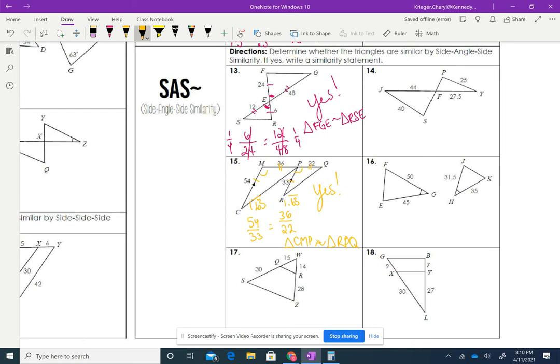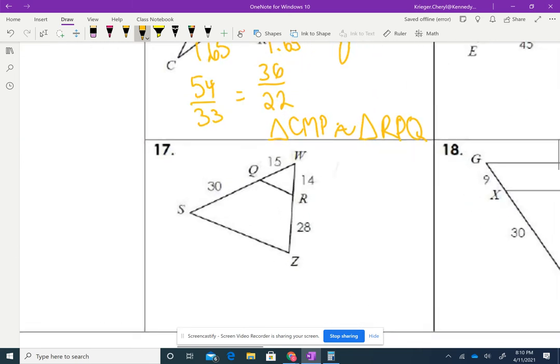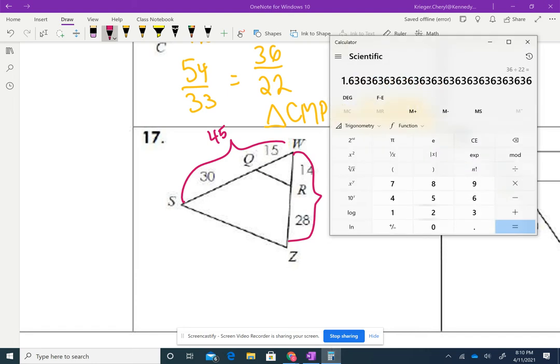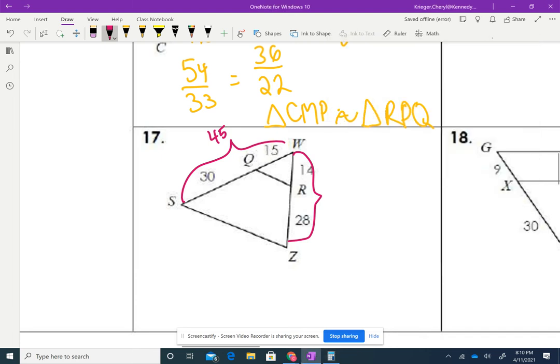Let's see what we got here. Number 17. So the side length is 45. This side length is 14 plus 28, 42. So 15 over 45 equals 14 over 48.